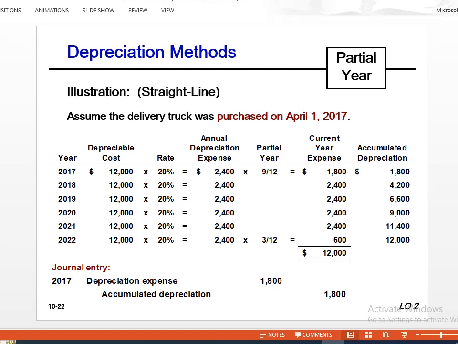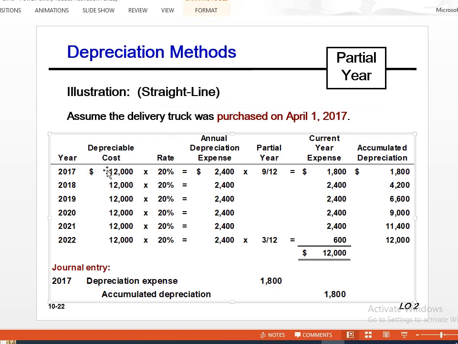We will be using the same data set, but now we will assume that we purchased this delivery truck on April 1st, 2017. So when we purchased this delivery truck on April 1st, 2017, it stayed with us from April 1st, 2017 till 31st of March 2018. This was the first year. Then the second year was April 1st, 2018, and it ends on 31st March 2019.